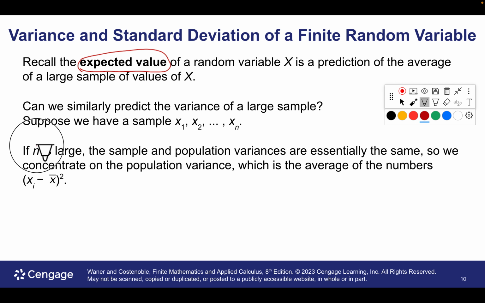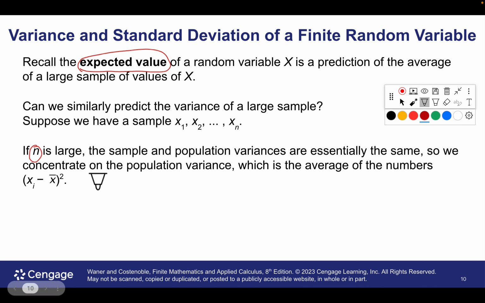And again, they say if n is large, the sample and population variances are essentially the same. That's what I was saying, because the only difference is that for population you divide by n, and for sample you divide by n minus 1. But once n is about 30, and you can look at tables of this, the two numbers are so close that you have to go out to like 8 decimal places before you see any differences. So they're good enough.